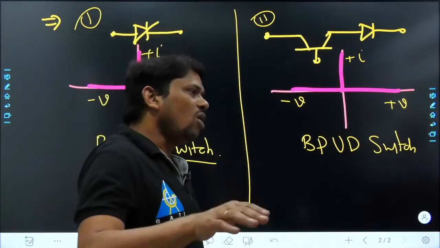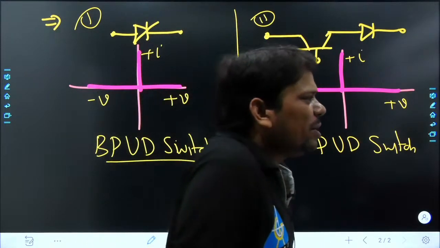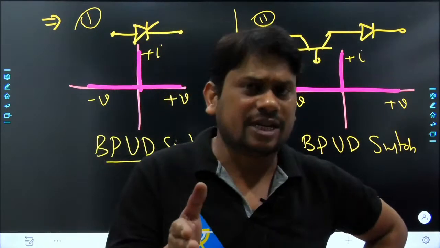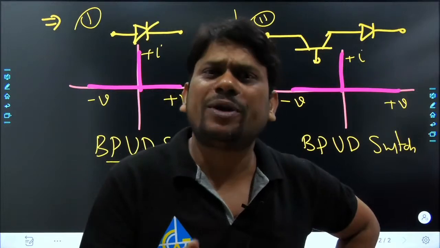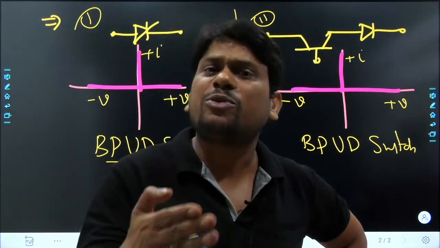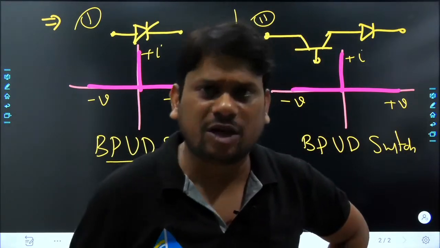Now tell me, dear, are all the points clear till now? Moreover, BJT has a secondary breakdown problem. Yes, Arvind, BJT has a secondary breakdown problem, but we don't want to operate in hard switching mode. We want to operate in soft switching mode. So in soft switching mode, we can avoid the secondary breakdown problem. Okay.